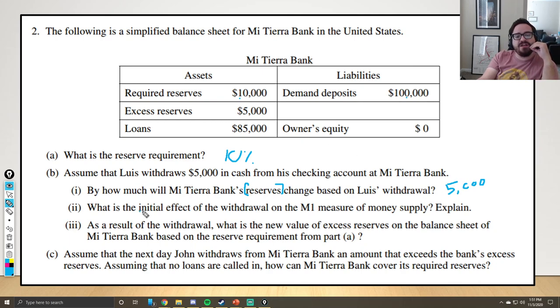What is the initial effect, not eventual, initial effect on the M1? Mentioned this in the last thing. No change. There is no change in the money supply initially because money is moved from cash to a demand deposit, and both of those things count in M1. So if you're explaining it, that's what I would say. You'd say it does not change M1 because both cash and money held in demand deposits count towards M1.